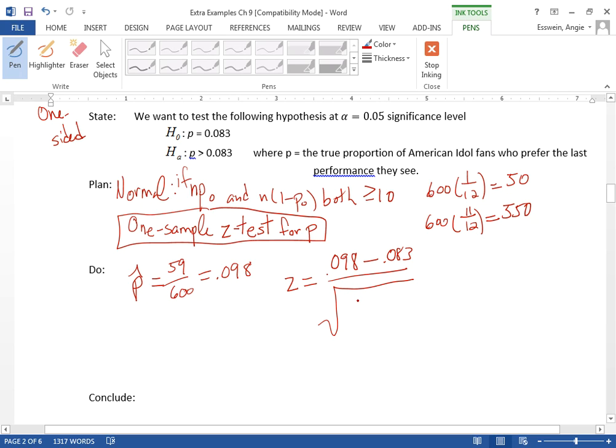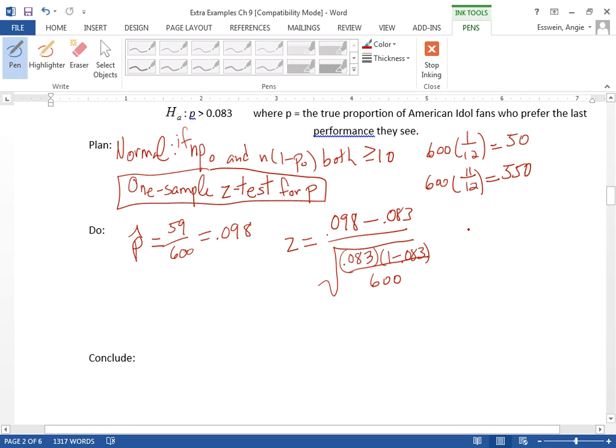So we do square root of p naught, which is, again, we plug it in again, 0.083, and 1 minus p naught, the complement, over the sample size of 600. And you got to practice typing it in carefully too, but you get 1.33. Okay, that's a totally reasonable z-score. It's anything between -3 and +3. So that by itself doesn't tell us anything.